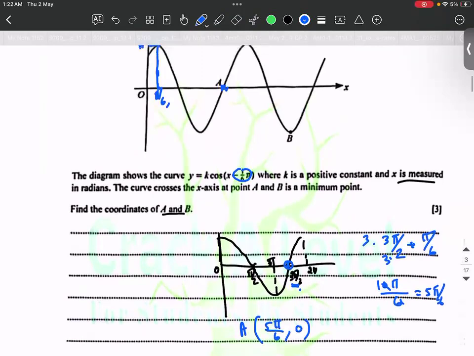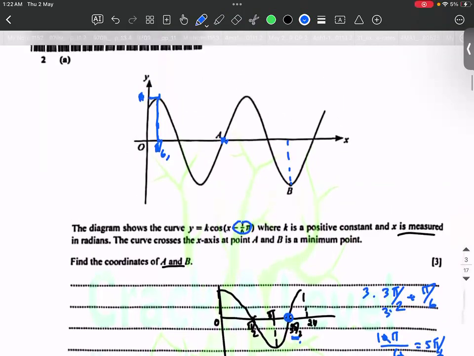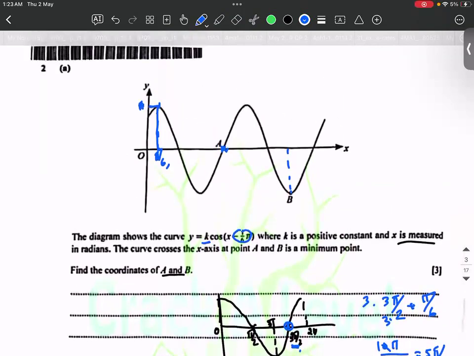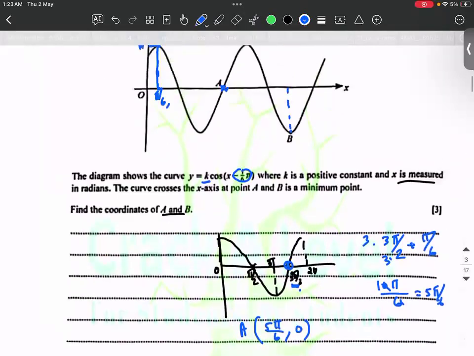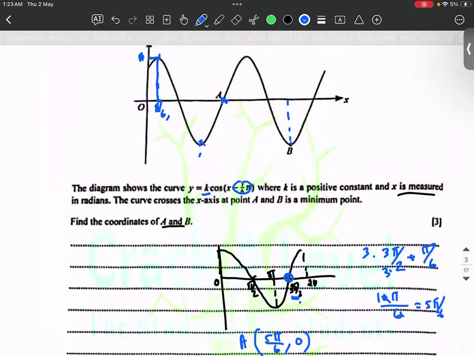Now we also have to find the point B. Since there is no clue given for finding the value of K, we can report that answer in terms of K itself. Here you can see this is the first minimum, and this is the second minimum, which is part of the second cycle. This is one complete cycle, and this is the second cycle for cos x. We know the period of the cos x graph is 360 degrees or 2 pi radians. The first minimum is definitely at pi.